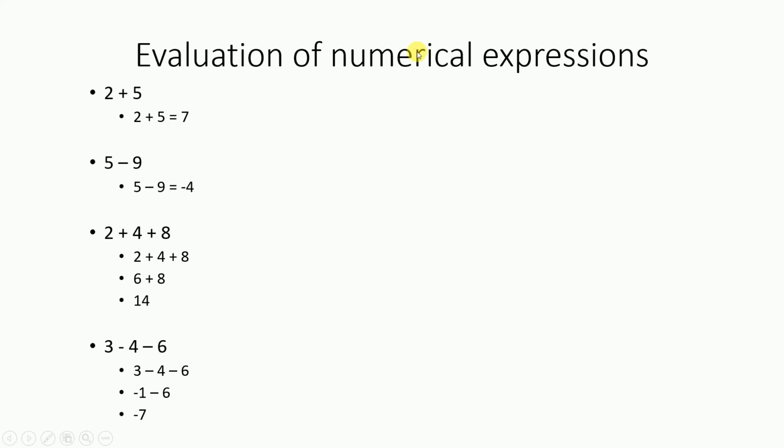So evaluation of numerical expressions. These are all numerical expressions. So 2 plus 5, you can just evaluate. You don't need any PEDMAS rules. It is straightforward operation. It is 7. 5 minus 9, it's again a straightforward operation because you have only one operator. So 5 minus 9 is minus 4.